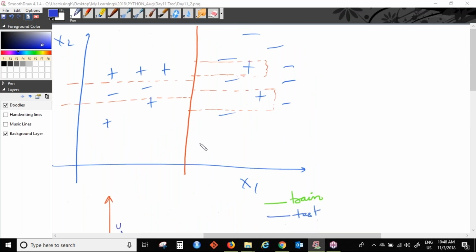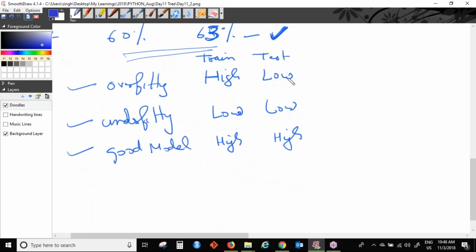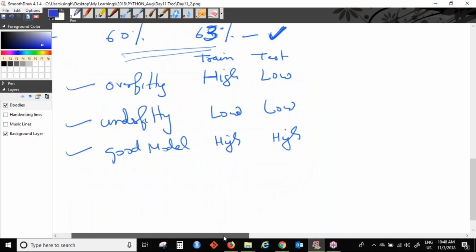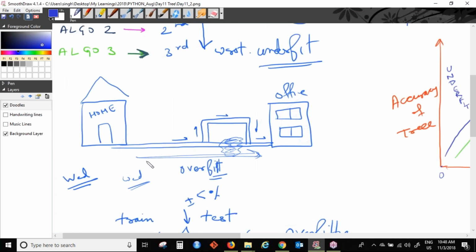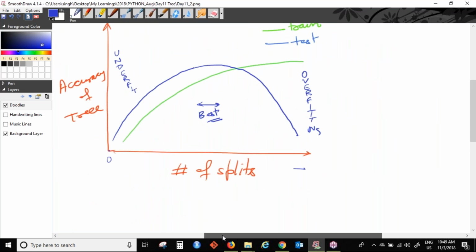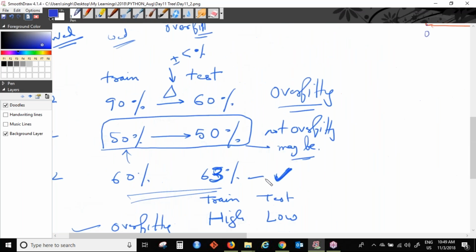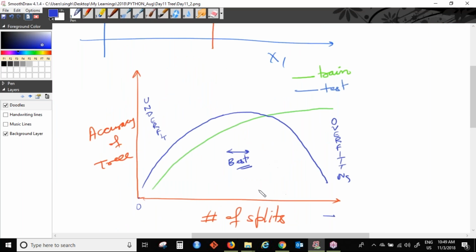Now relate this with what I had written here. In overfitting, training is high and test is low. So look at this here. In overfitting, training is high, so the green one is high and the blue one is low. That is overfitting, right? And then in underfitting, both are low. So look here, in underfitting, both are low. And the ideal model is where both are good, right? So the ideal model is here in the middle where both are good. Do you follow, guys?